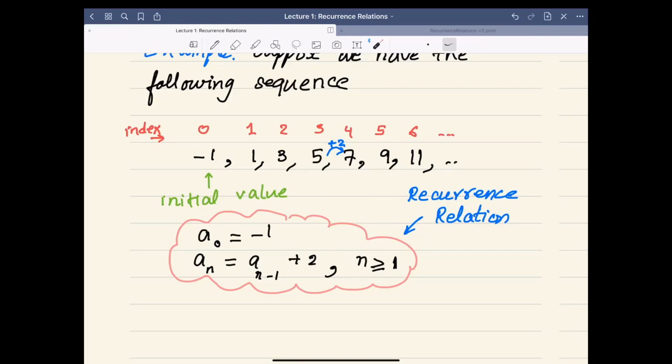This is a very simple one, so it's easy to find the sequence. Sometimes there are very difficult sequences where you cannot see the pattern. If you want to find any number in the sequence, for example, if I ask you to find A5, from the equation A5 is equal to A4 plus 2, so you need to know A4. And if you want to find A4, then you need to know A3.